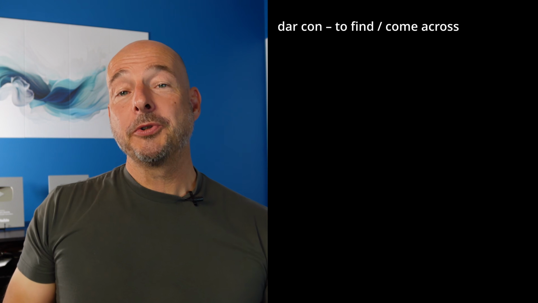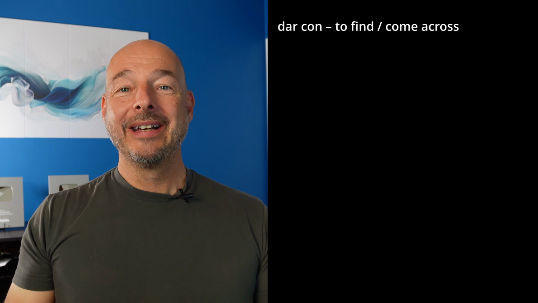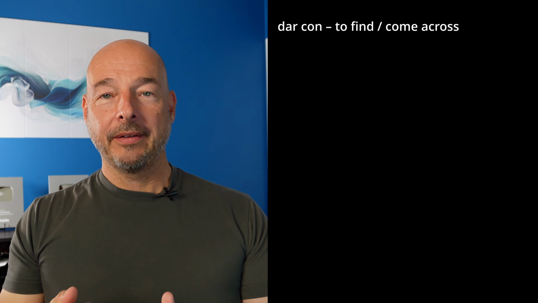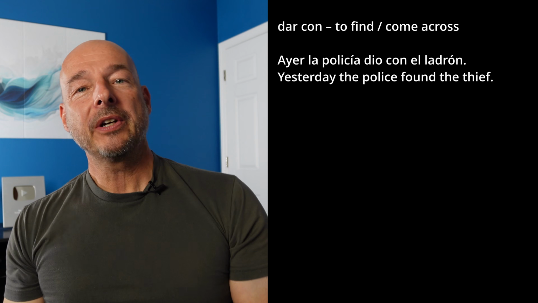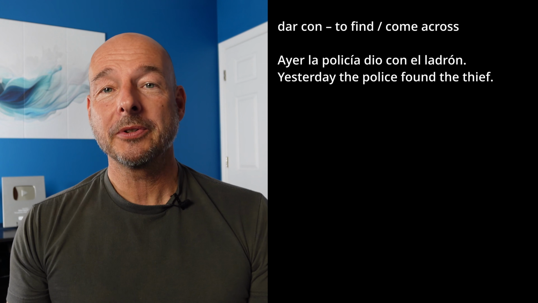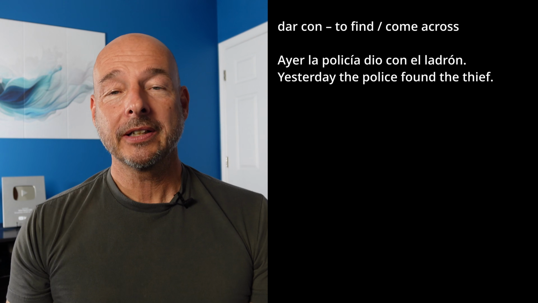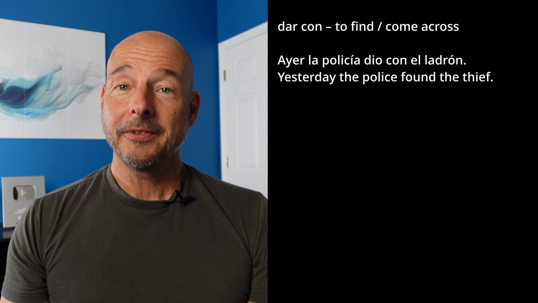Next one on our list is going to use the verb dar again, and it is dar con, 2 words. Literally to give with. But what it means is to find or to come across something. This is very common when the police find people. You'll see that used a lot in newspapers. Ayer, yesterday, la policía dio con el ladrón. The police found the thief.